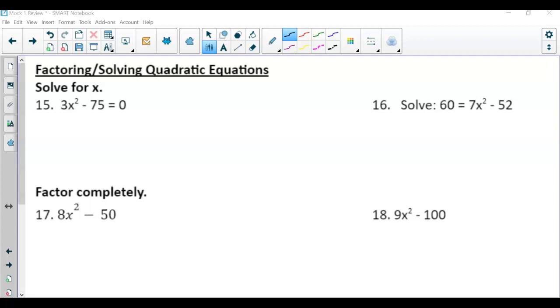In this video for our Mach 1 review, I'm now going over the rest of the second half of the questions that focus on our factoring and solving our quadratic equations. So this is for numbers 15 to 27 on the Mach 1 review.